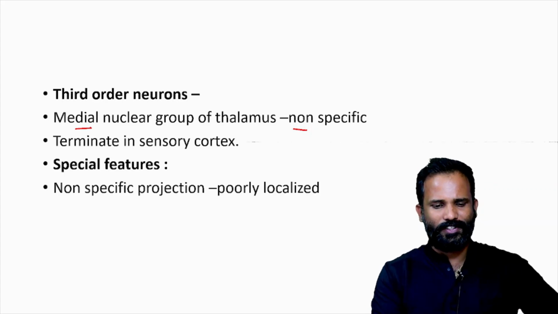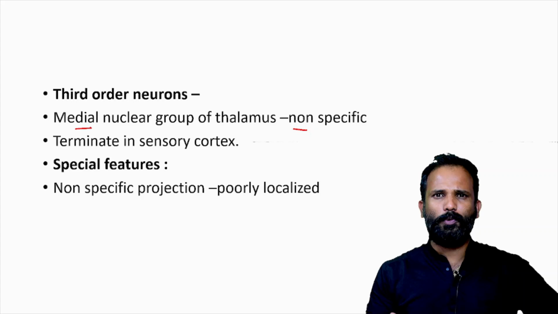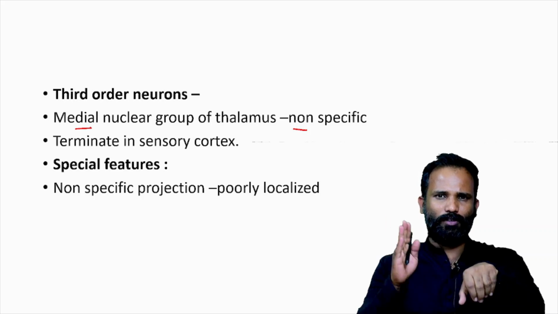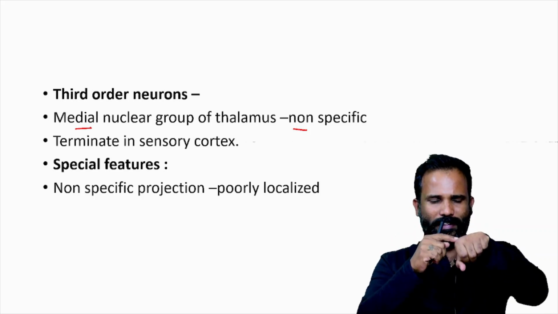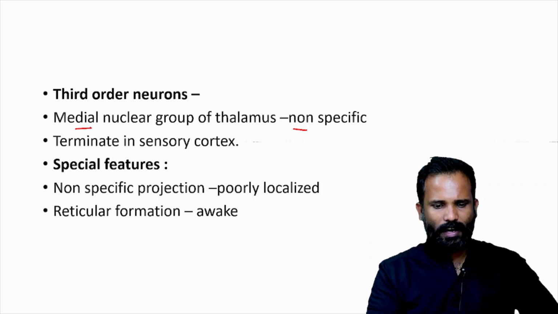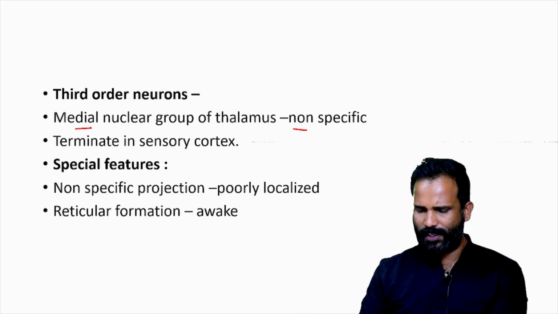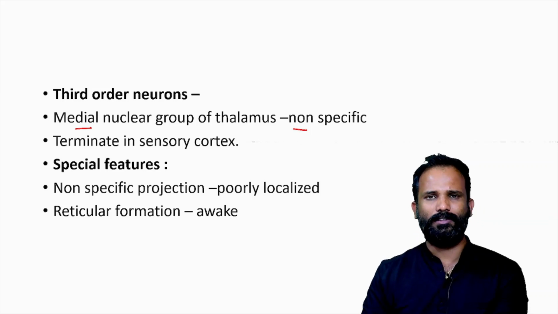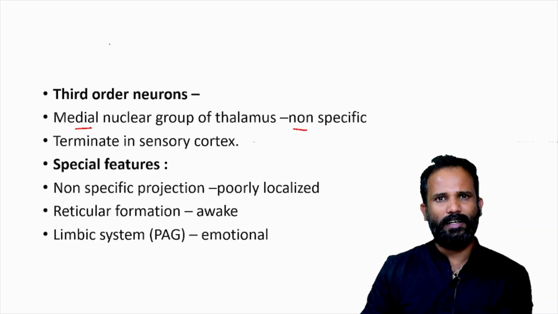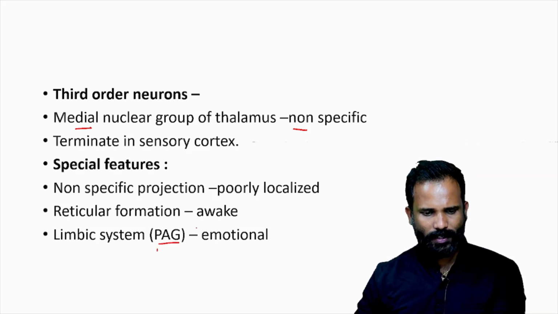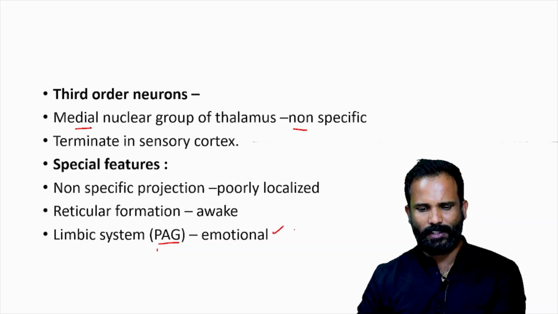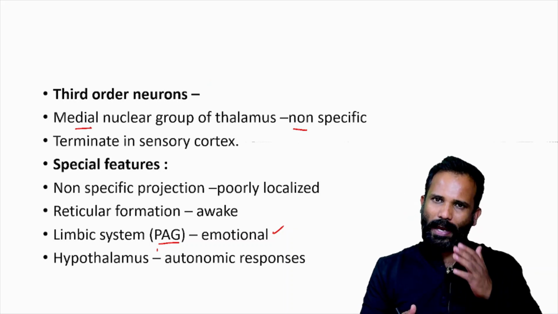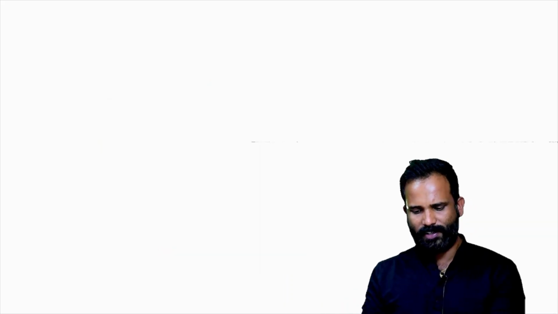And coming to the special features, as it is non-specific, it is poorly localized, so we can't pinpoint the slow pain. We will show the slow pain like this. We can't point to it. So it is poorly localized. And as it is giving collaterals to the reticular formation, the person with slow pain can't sleep. So he remains awake. And the periaqueductal gray matter, which is a component of the limbic system, will cause the emotional aspect, either fear or anxiety. And the hypothalamus will cause sympathetic activity by increasing heart rate, BP, and respiratory rate.